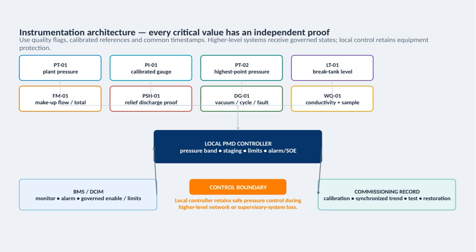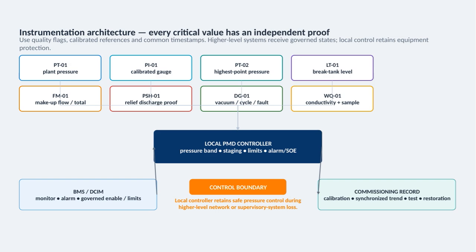For instance, sensors like PT01 track plant pressure, PI01 serves as a calibrated gauge, PT02 monitors the highest point pressure, and LT01 measures brake tank levels. Flow rates and safety measures are also closely monitored through devices like FM01 for makeup flow, PSH01 for relief discharge proof, and DG01 for vacuum, cycle, and fault status. WQ01 checks conductivity alongside sampling.